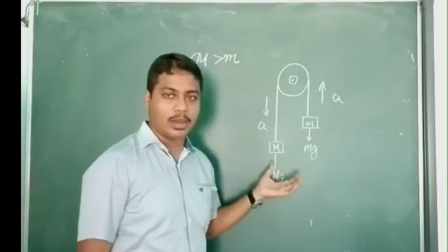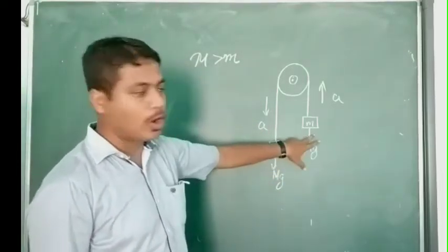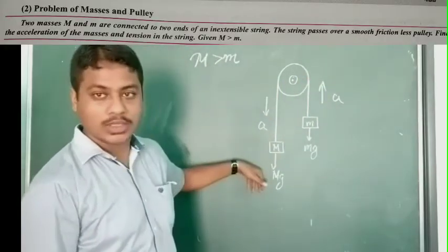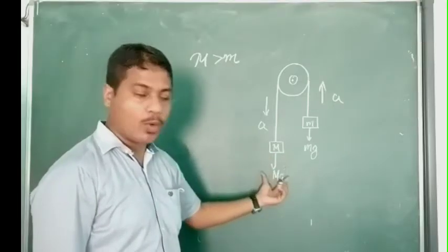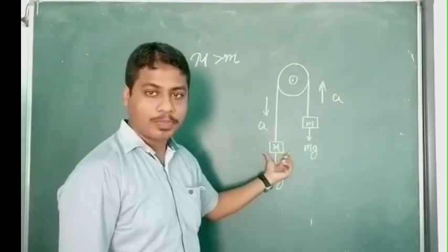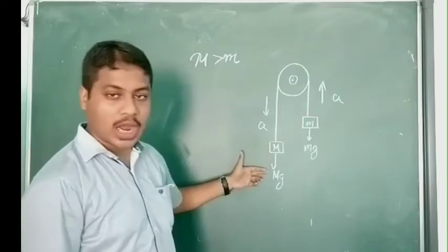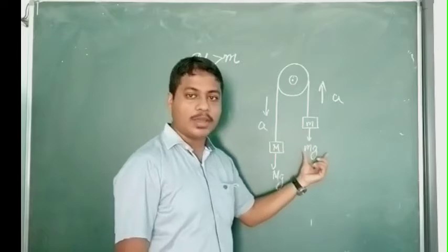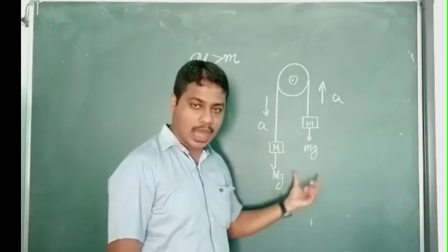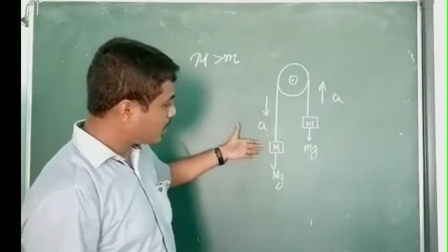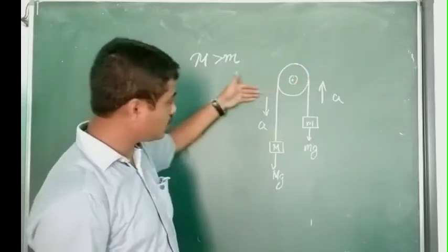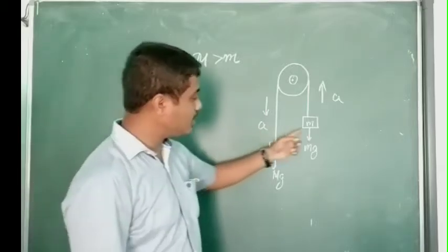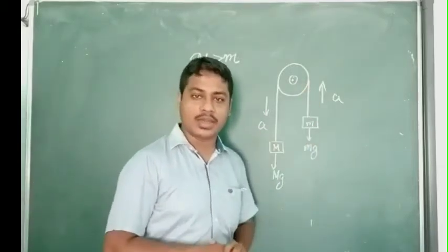So if you consider, the more mass will pull the smaller object upwards; this will go upwards and this will go downwards. Why? Because the mass is more and the weight of this object also will be more. Weight will be acting in the downward direction. For this object it is capital M into g, and for this object it will be small m into g. Now as this object is pulling the other object upwards, the acceleration of this mass will be downwards and the acceleration of this mass will be upwards.